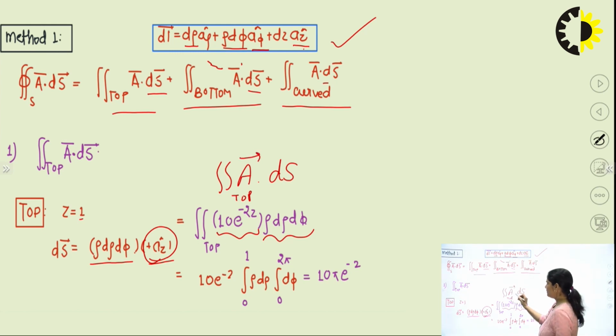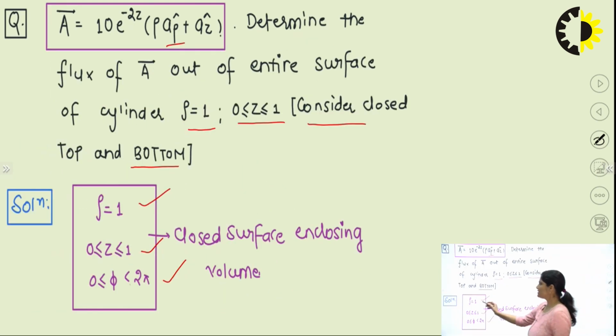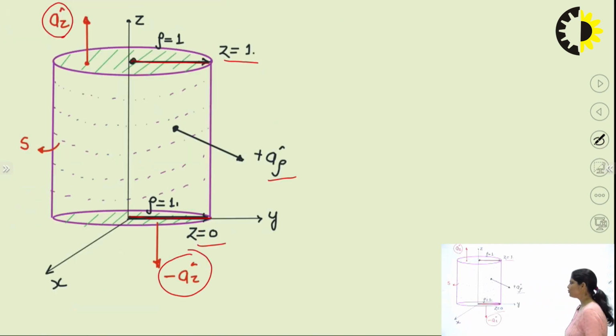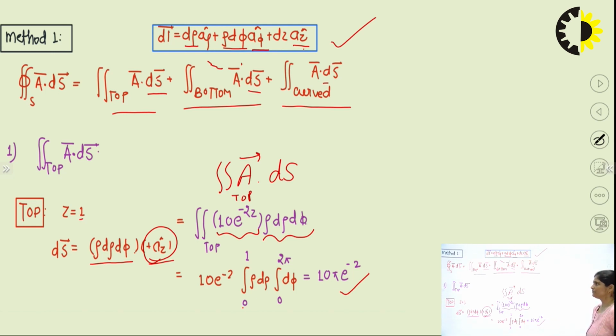Now put the value of A dot ds. ds you have already calculated using dl, rho d phi. Put this value here, and you all know the given A vector. Now you can integrate it and you will get the answer. Here you know the limits, this is your lower limit, this is your higher limit. For rho the limit varies from 0 to 1 and phi 0 to 2 pi, as given in the question, z is equal to 0 to 1. Put all these limits here and you will get the result. Now this is the case for top. After that you have to find it for bottom.